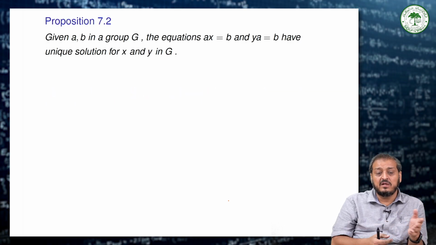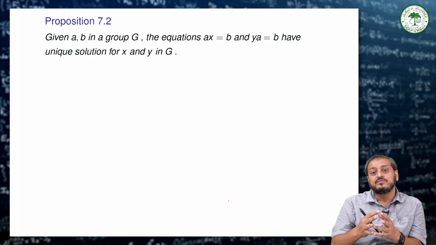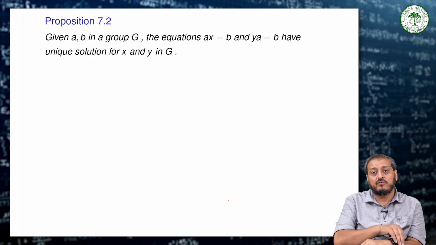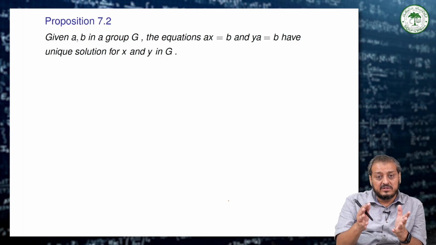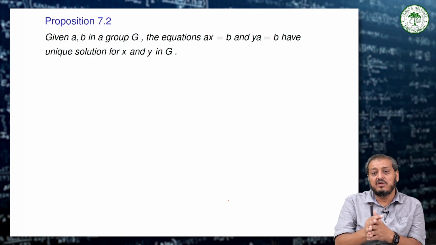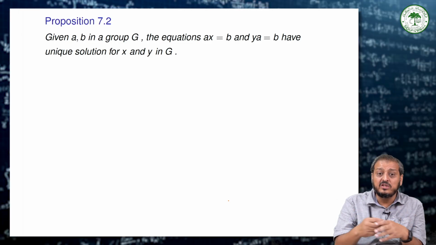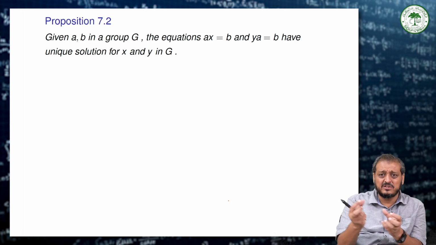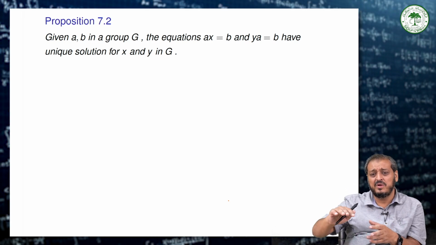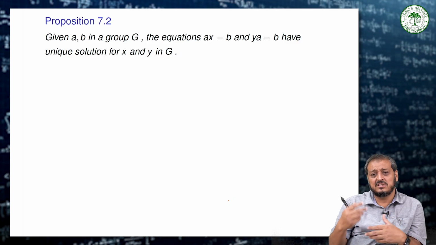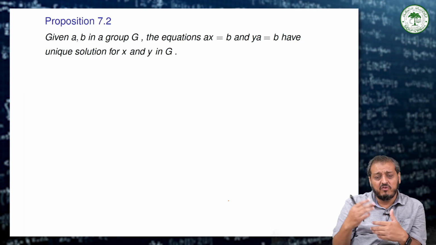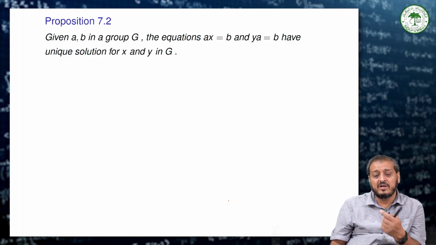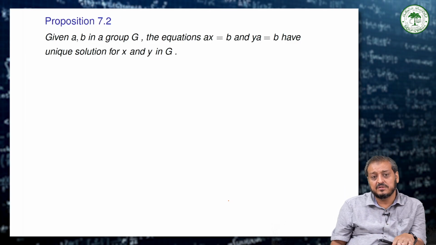This is another result we have to prove: if A and B are elements of a group, then the equations Ax is equal to B and yA is equal to B have a unique solution for x and y. So we can say that if elements of a group are there, and Ax is equal to B, then x is a unique solution in the group G, and if yA is equal to B, then y is a unique solution in G. So let us try to prove this result.